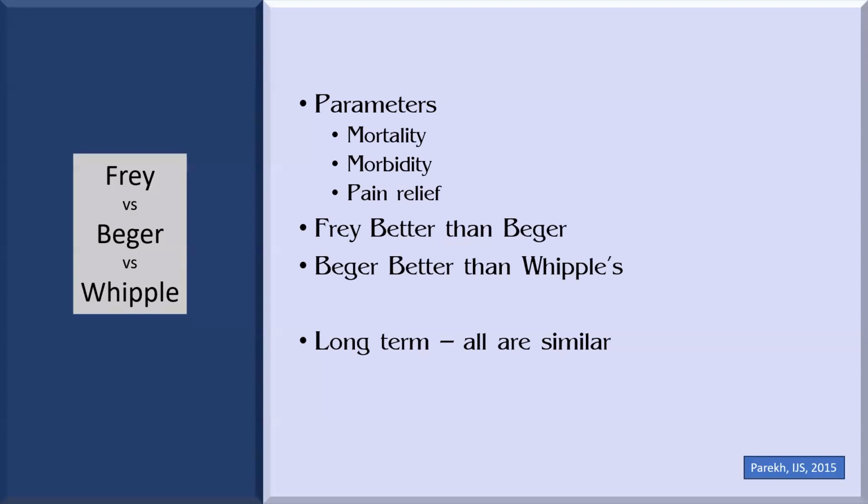Frey is probably better than Beger because the mortality of Frey is less than that of Beger, and the mortality of Beger is less than that of Whipple's. So you can easily see that, whenever I find an inflammatory mass lesion, I have done Freys before, but I have not even offered them Beger or Whipple's. Now, can I bring Ravi here?